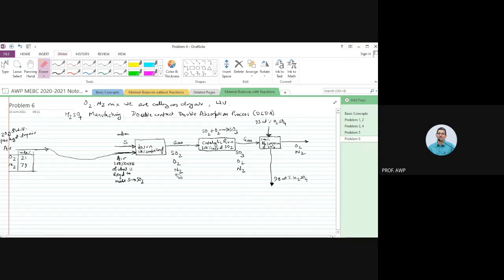If water vapor is not to be allowed in this stream, I should not have water vapor in the air stream coming into the burner. That means I need to make this air bone dry. It's called bone dry, meaning like a bone, it is so dry that there is no water vapor. So I need to dry this air. Do you understand why drying of the air is required?